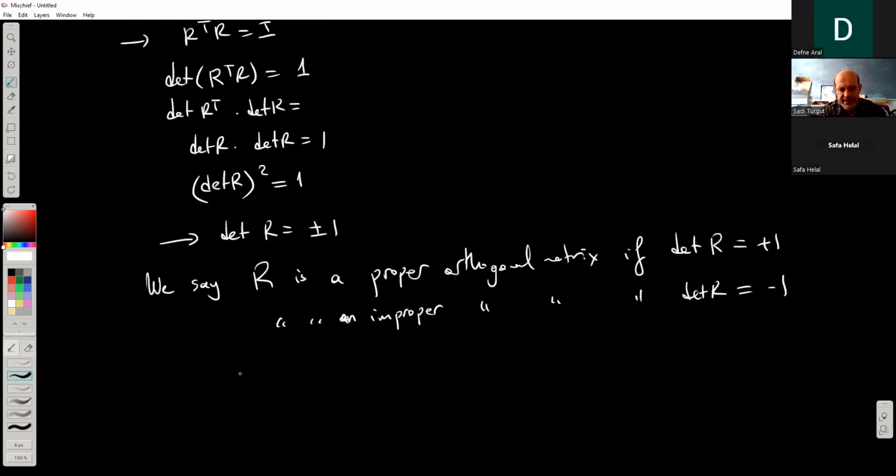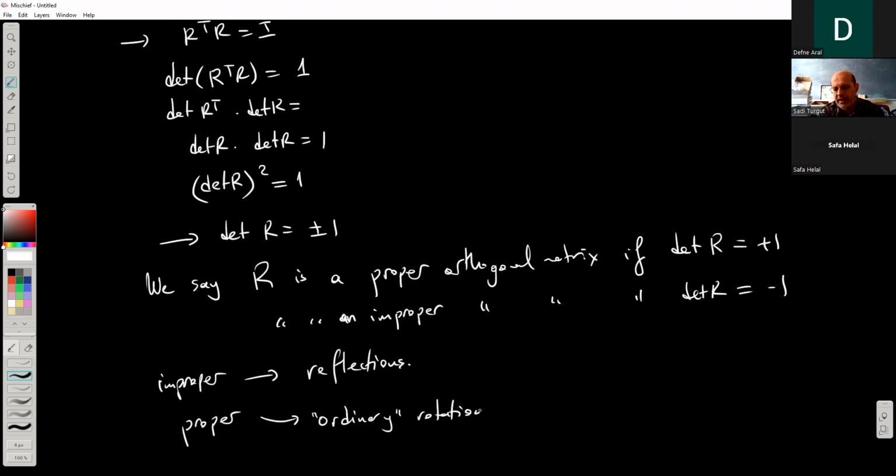Basically, improper means there are some reflections in it, and proper means just the proper rotations, let's say ordinary rotations. When you think about rotation, these are the ones that we call the proper ones. So we have these two special kinds of rotations.